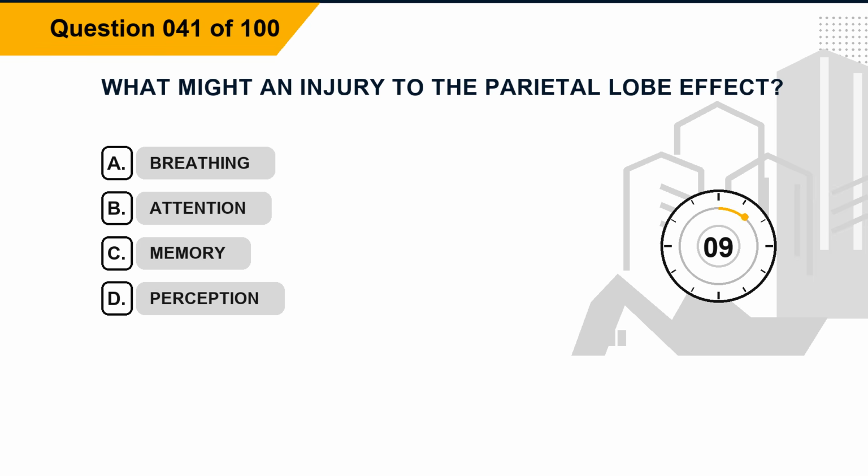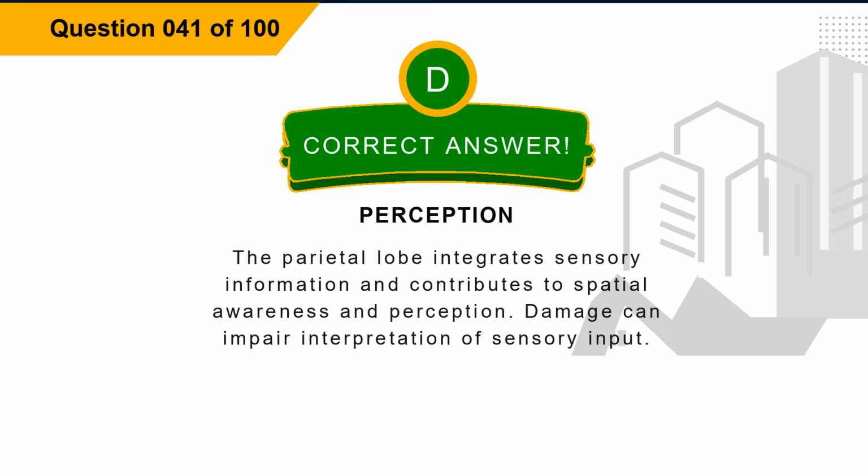Question 41. What might an injury to the parietal lobe affect? Option A, breathing. Option B, attention. Option C, memory. Option D, perception. The correct answer is option D, perception. Explanation. The parietal lobe integrates sensory information and contributes to spatial awareness and perception. Damage can impair interpretation of sensory input.